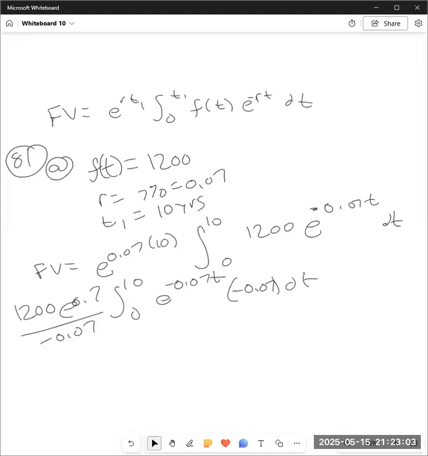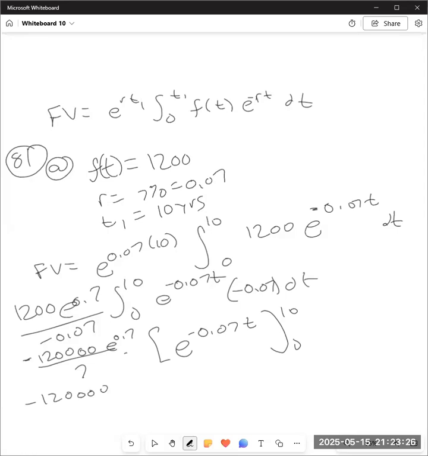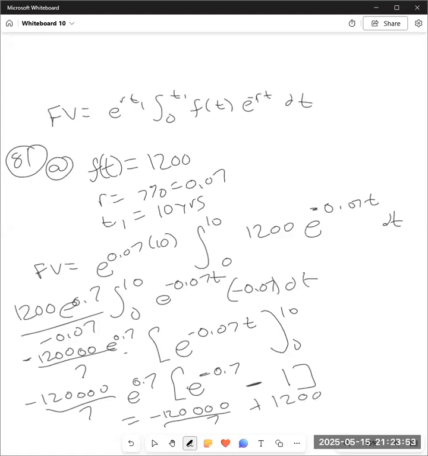It's a fraction. This is negative 1200 over 7 e to the 0.7, e to the negative 0.07 t, 0 to 10. 12000 over 7 e to the 0.7 times e to the negative 0.7 minus 1 is negative 12000 over 7, plus 12000 over 7 e to the 0.7.